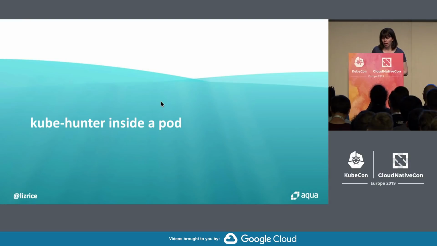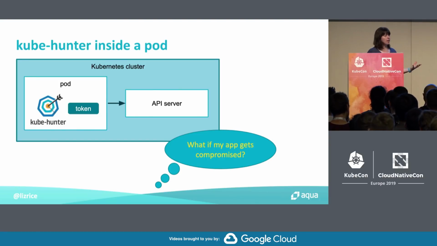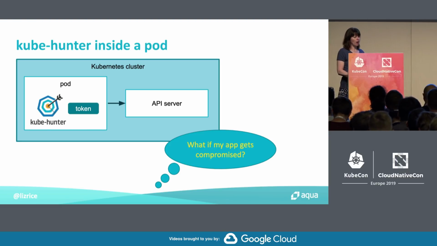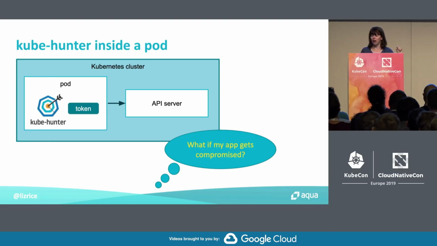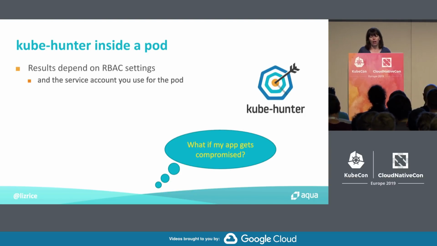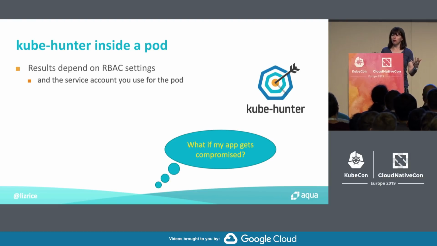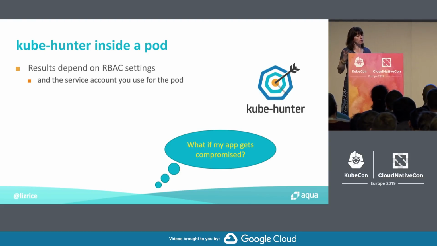OK. You can also run KubeHunter inside of a pod, and then that's simulating what we did before, where if you have an application that's been compromised and you can get hold of the token, well, KubeHunter will try to grab the token and attempt to make requests using that token in this pod mode. The results you get from that will depend on the particular service account that you're running the pod under. So you might want to run KubeHunter inside a pod under all of your different service accounts if you were going to be really comprehensive about it.